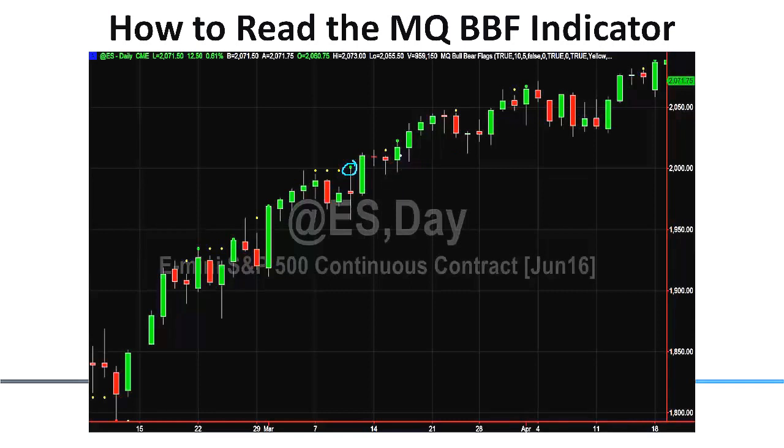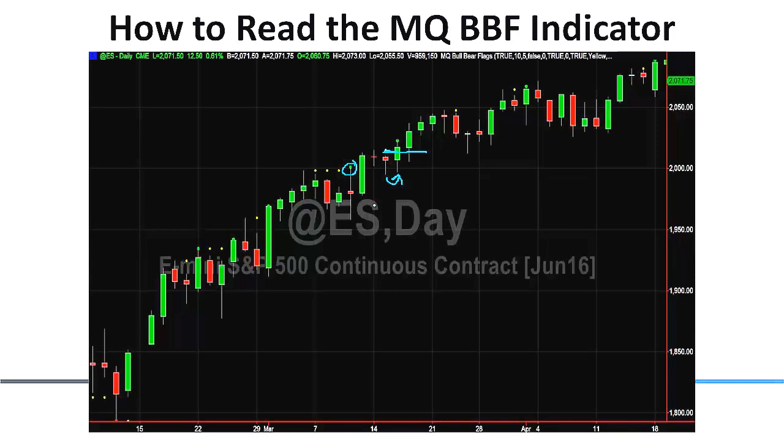The green dot, all that means is that it has triggered. Now, you do not have to wait for the green dot to show up to get in. You get long as soon as it breaks the high of the bar with the yellow dot. So as long as the next bar breaks the previous bar's high and the previous bar has that yellow dot, that means you're good to go.